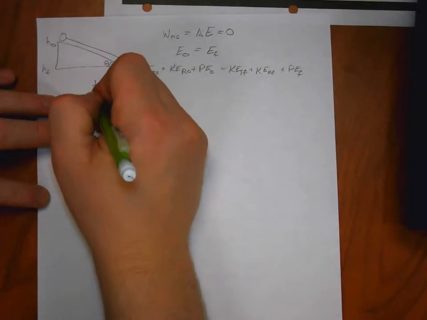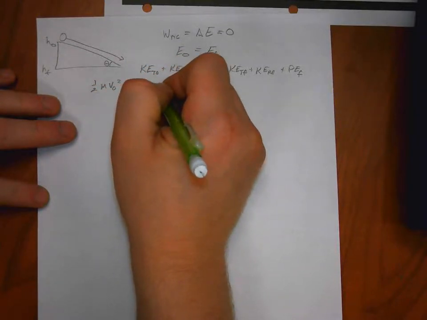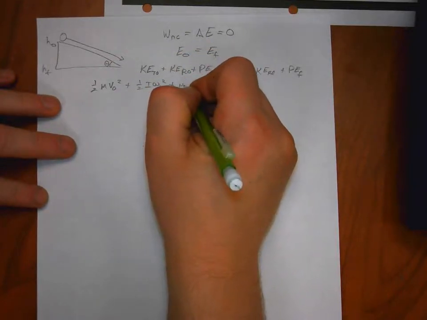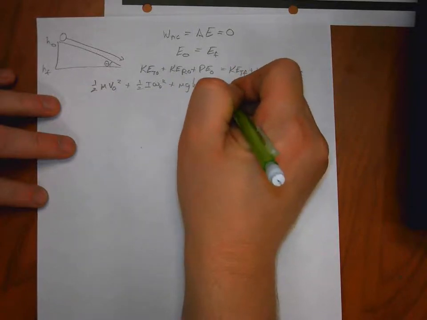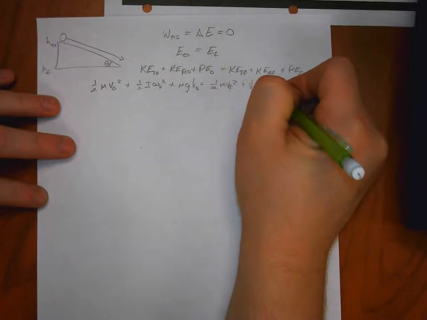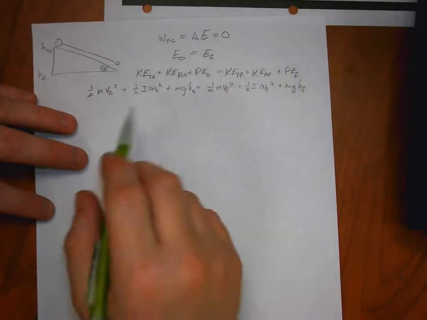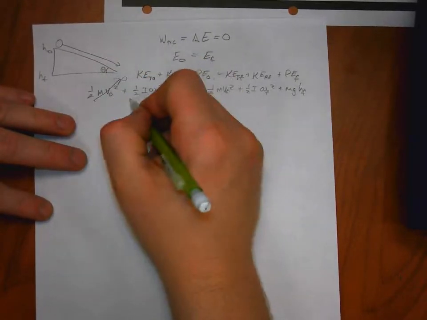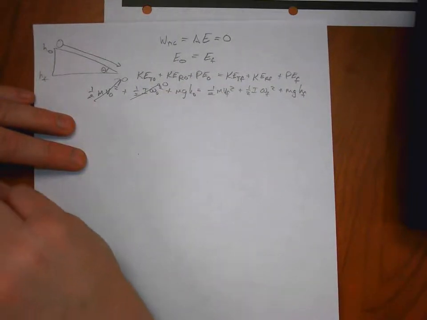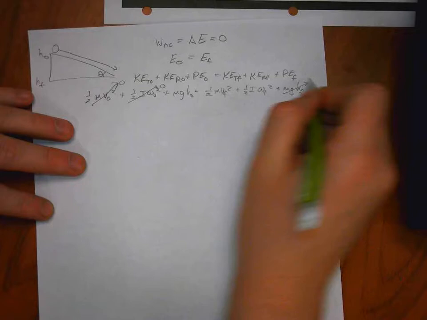which is like saying 1/2 m v naught squared plus 1/2 I omega naught squared plus mgh0 equals 1/2 mv final squared plus 1/2 I omega final squared plus mgh final. Well, we know a few things right away. These go to 0 because it starts from rest. And then we are left with, oh, we also have 0 potential energy at the bottom.